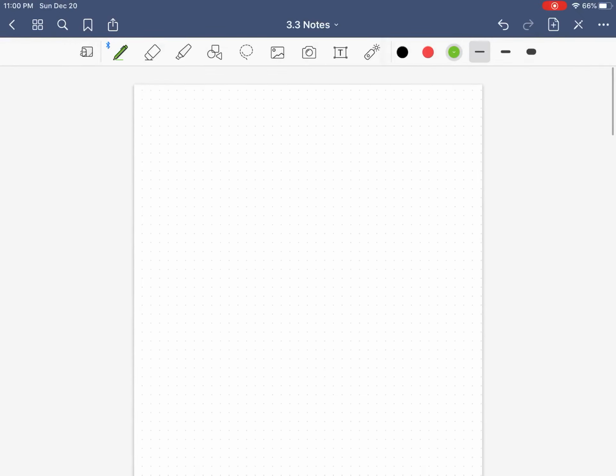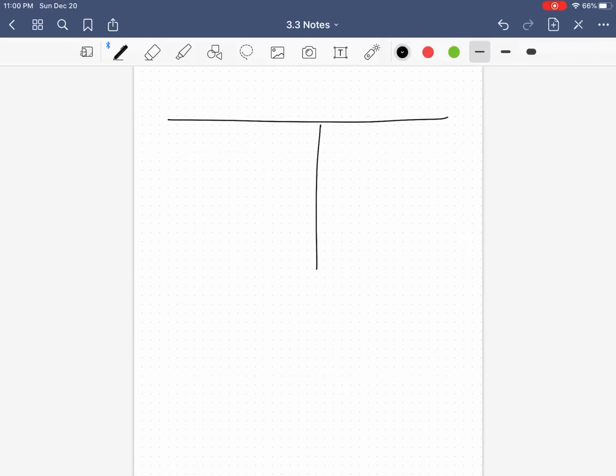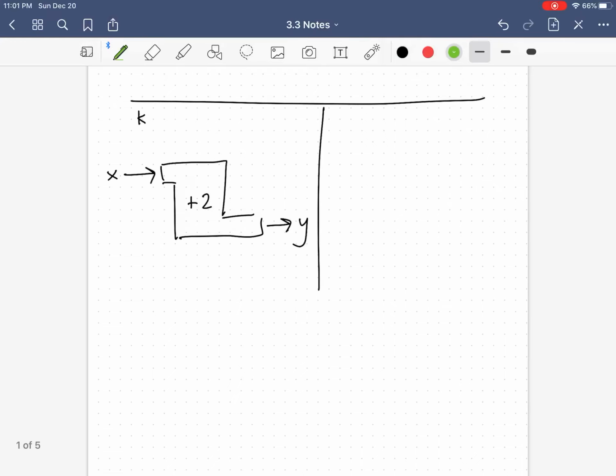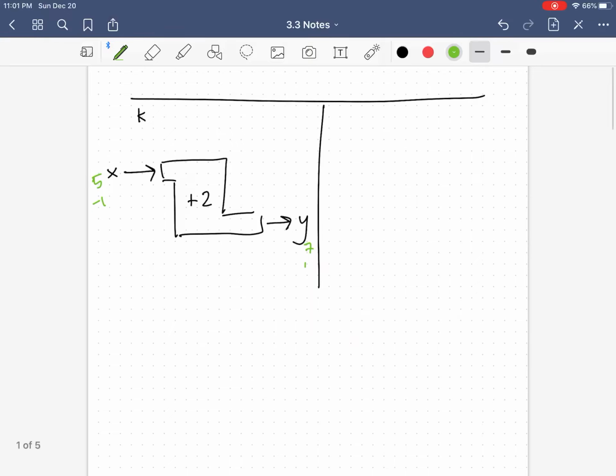If we're thinking about functions, imagine I have a function, and we're going to input some x values, and they go into this function machine, however you've seen a function machine look before, and it outputs a y value, and on the inside it's going to plus 2. We'll name this function k. When I input the number 5, I add 2 to it, and it spits out 7. If I input -1, I add 2, and it spits out 1.